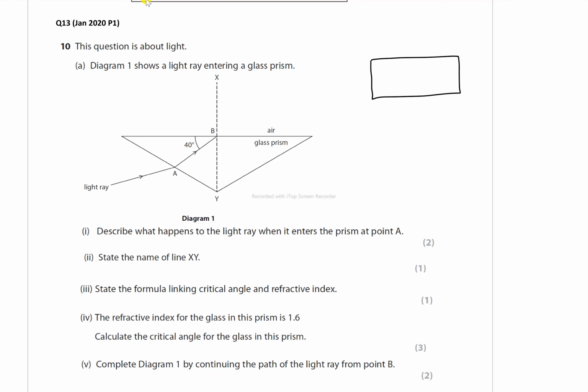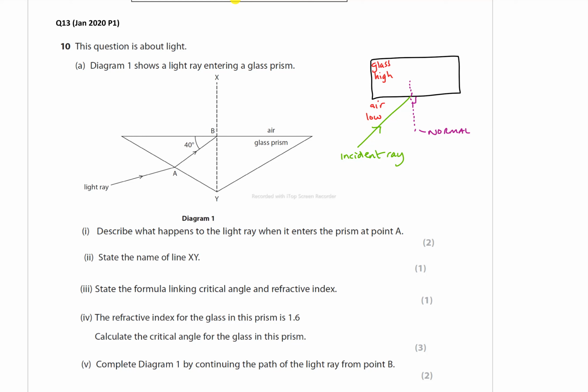So this is air, and this is low density, and this is glass, and this is high density. So now there's a ray coming in. This is called the incident ray. You've got your normal. That's supposed to be a straight line. That's supposed to be perpendicular, right? So that's the normal.